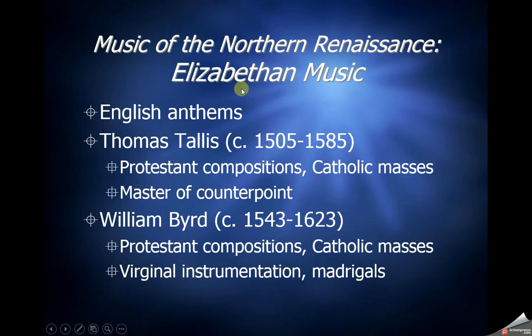Now, don't let this word fool you here, virginal. This is not a reference to an unmarried woman here. This is a reference to a particular keyboard instrument, one of the forerunners of the piano during the day.